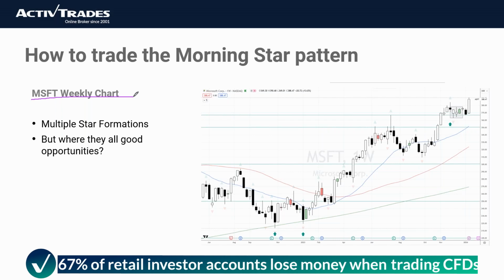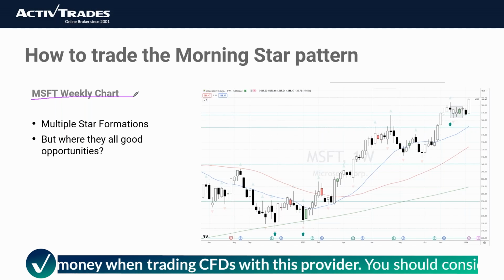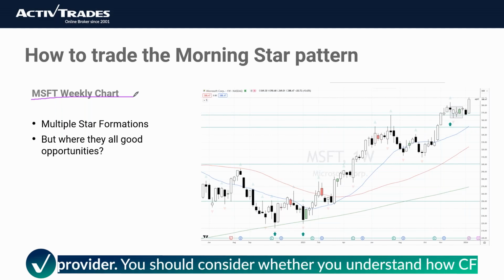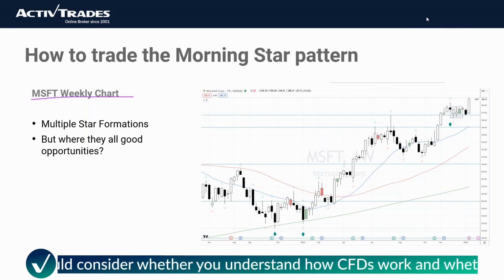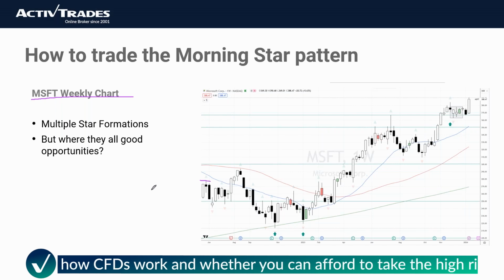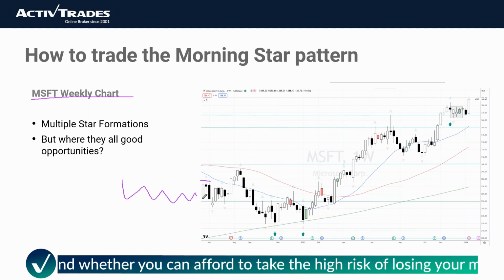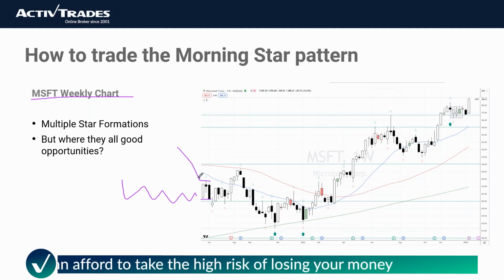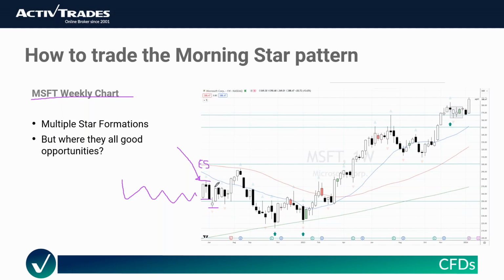There are a couple of reasons I wanted to showcase this, because there are multiple star formations, and we wanted to have a chat about which ones were the good ones, and which ones were perhaps not as helpful to us as we would have hoped. What we can see here is that we're going sideways. Many traders would say those three candles are an evening star. But then, as we're going sideways, price produces a morning star there.